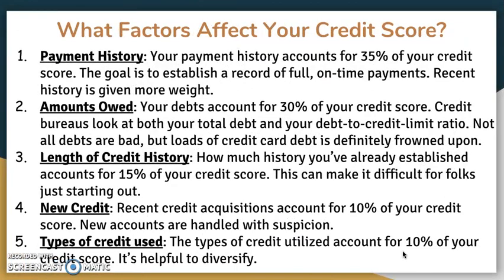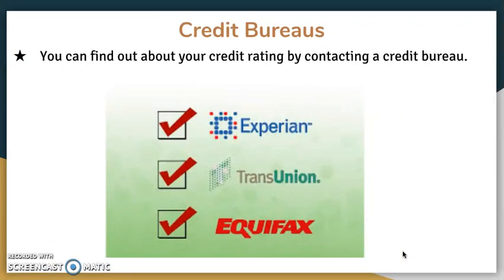What affects your credit score? Payment history, amounts owed, your length of credit history, new credit, and types of credit used. You could find out about your credit rating through 3 credit bureaus: Experian, TransUnion, and Equifax.